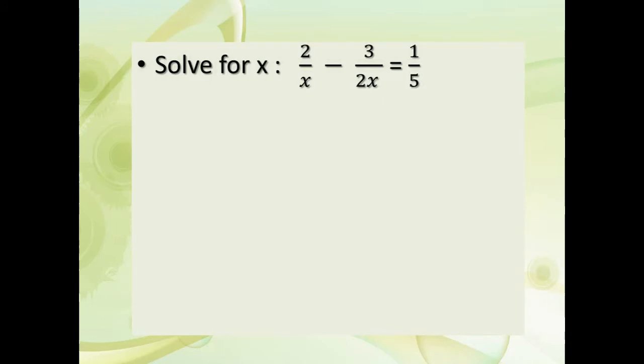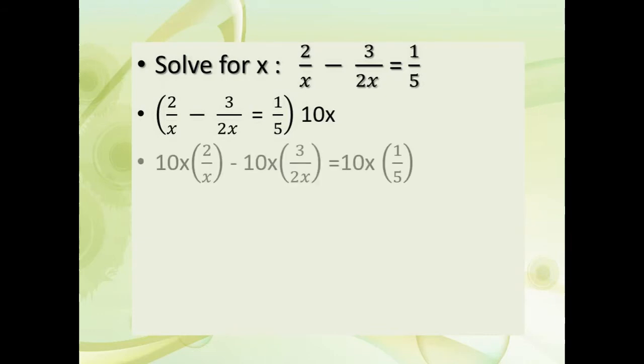Let's solve for x. 2 over x minus 3 over 2x is equal to 1 over 5. So you're now going to find the least common denominator, which is 10x. So you multiply both sides of the equation by 10x. So this becomes 10x multiplied by 2 over x minus 10x multiplied by 3 over 2x is equal to 10x multiplied by 1 over 5.